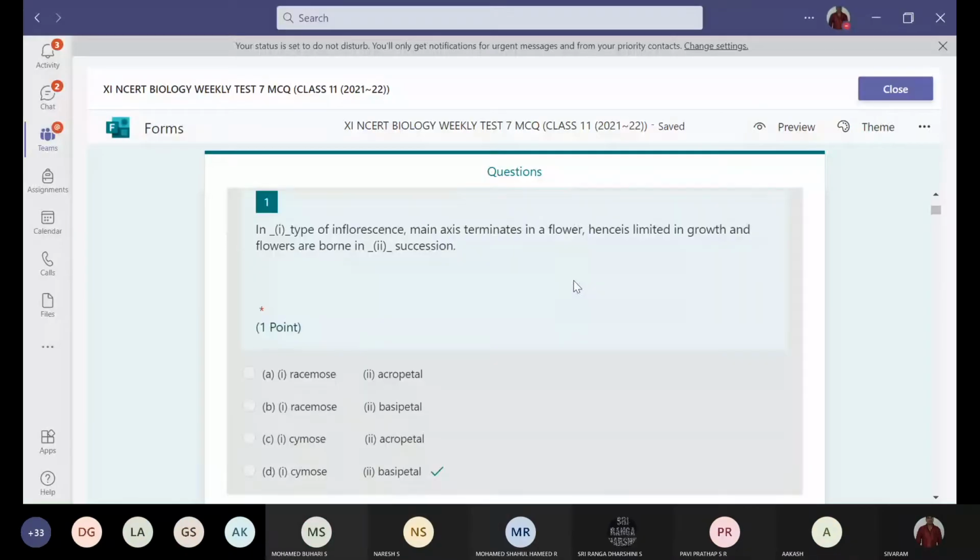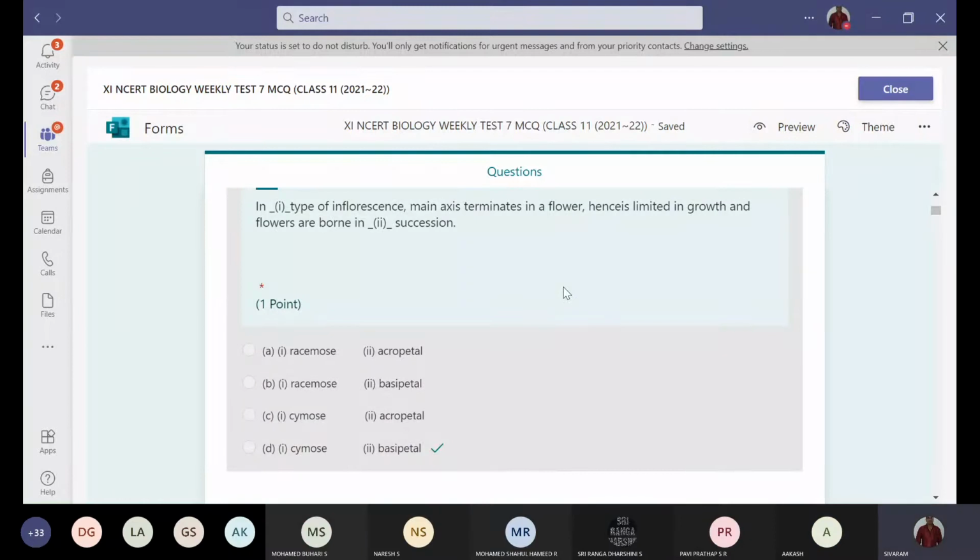Okay. First question. In dash type of inflorescence, the main axis terminates in a flower, hence is limited in growth, and flowers are born in dash succession. If the main axis is showing unlimited growth, it is a racemose type. If it is terminating in a flower, it is a cymose type of inflorescence. So in cymose type, the main axis terminates in a flower, hence is limited in growth, and flowers are born in a basipetal succession.